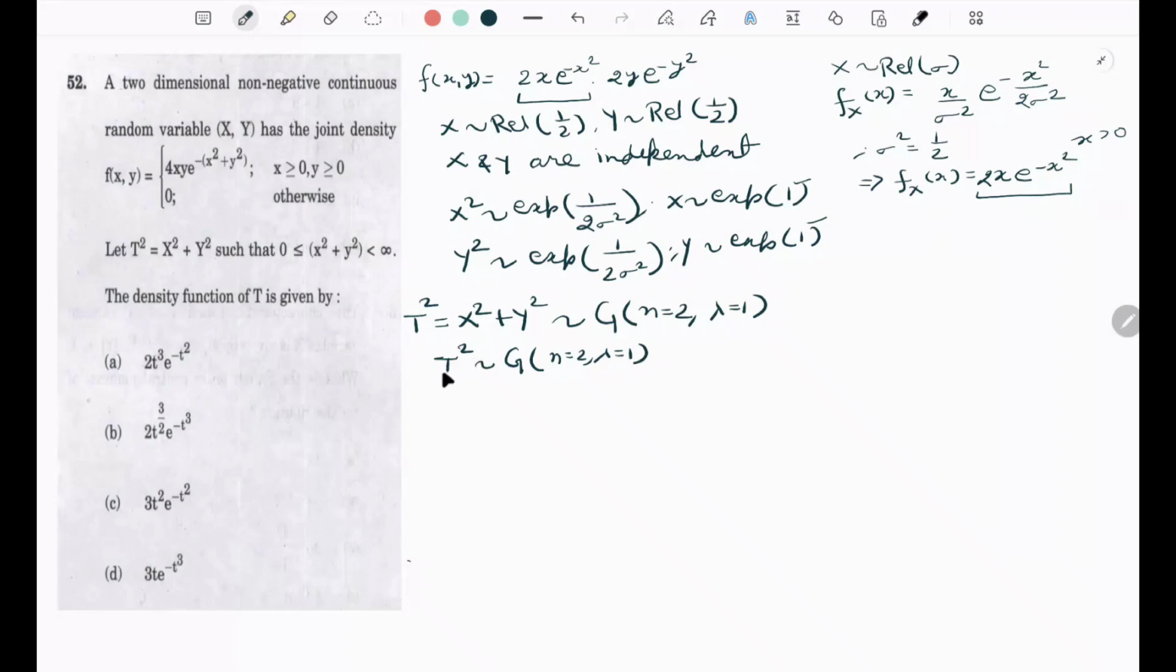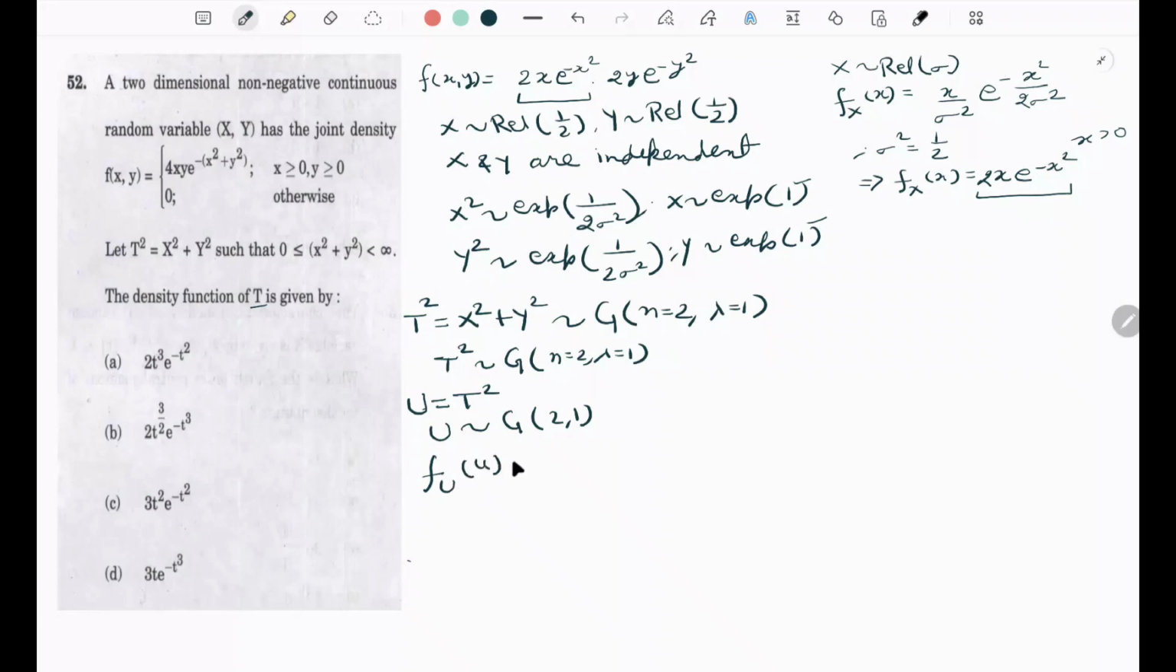Now, we do not need to find the distribution of T². We want the distribution of T here. So, suppose this T² is equal to a random variable U. So this U will also follow gamma distribution with parameters 2 comma 1. Now, what will be the PDF of U?